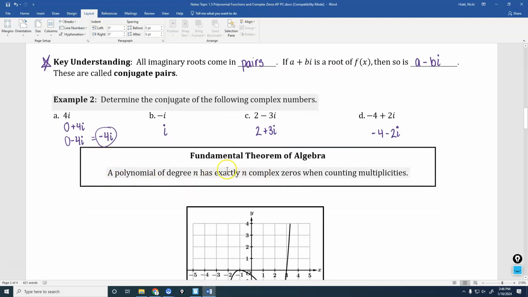This next box obviously is a really important concept because it is called the fundamental theorem of algebra, which means it must be pretty important in the world of algebra. And the fundamental theorem of algebra tells us that a polynomial of degree n has exactly n complex zeros when counting multiplicities. So if you have a polynomial that has a fifth degree, it is going to have 5 complex zeros. They may not be 5 different complex zeros. You might have some of them that have multiplicities, but you will have 5 zeros.